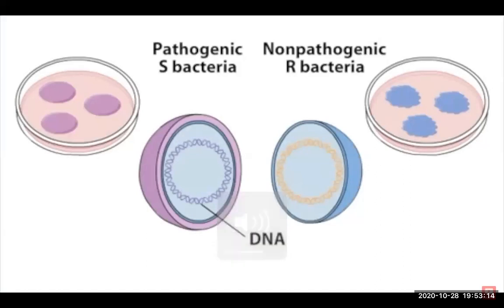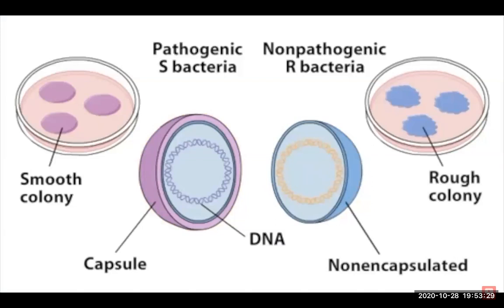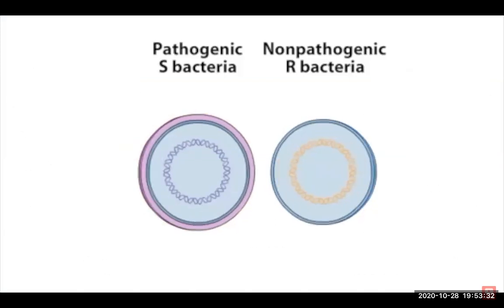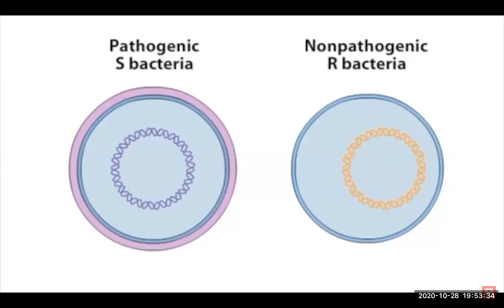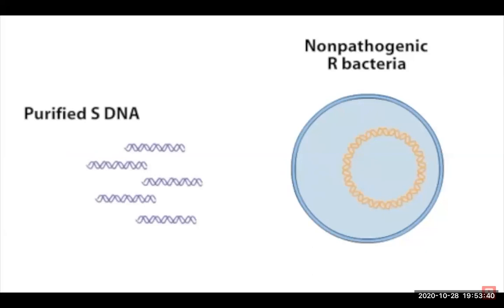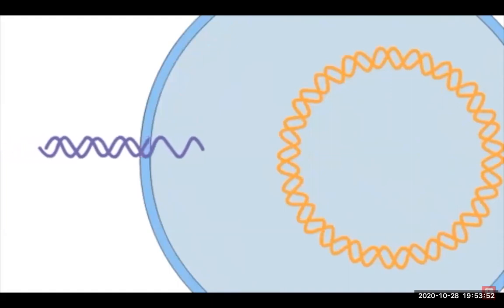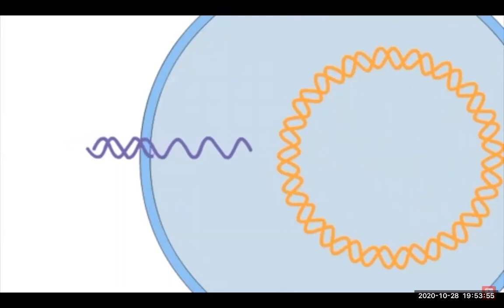A pathogenic S strain of pneumococcus forms smooth colonies on Petri plates because the bacteria are surrounded by slippery polysaccharide capsules. A non-pathogenic R strain lacks the capsule and forms rough colonies. An R strain can be transformed into an S strain. In this procedure, DNA is extracted from the S strain. The purified S DNA is added to a culture of the R strain bacteria. The bacteria take up fragments of DNA from the environment. The DNA passes through the cell wall and plasma membrane. One strand of the foreign DNA degrades.